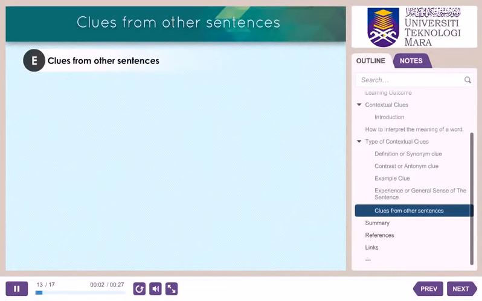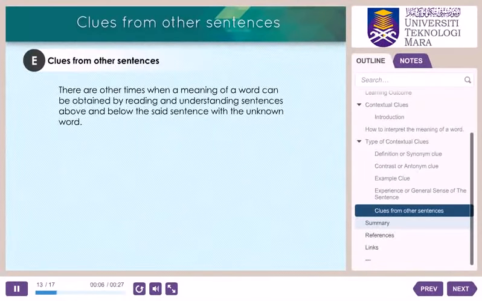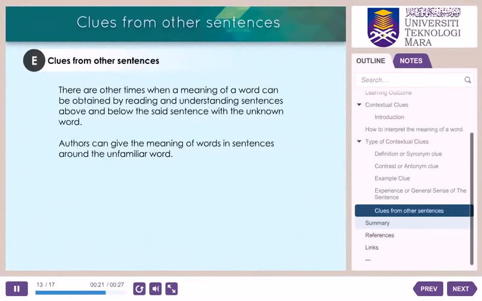Clues from other sentences. There are other times when the meaning of a word can be obtained by reading and understanding sentences above and below the said sentence with the unknown word. Authors can give the meaning of words in sentences around the unfamiliar word.